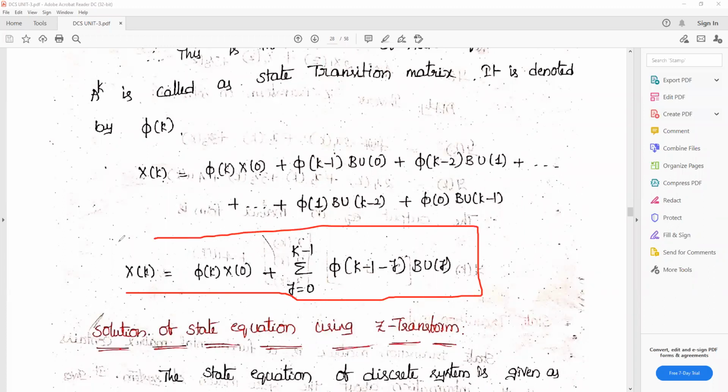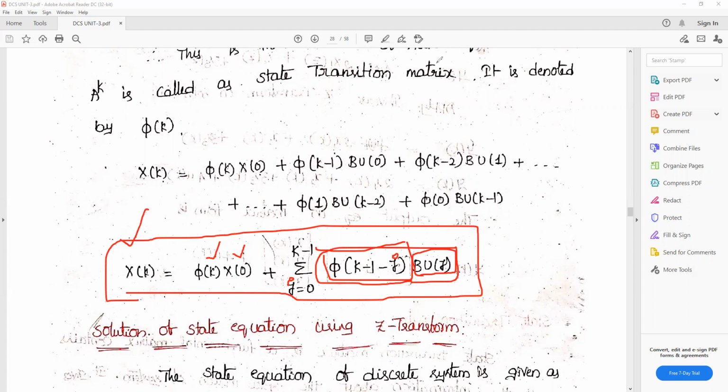So x of k is equal to phi of k into x of 0 plus the sum from j equal to 0 to k minus 1 of phi of k minus 1 minus j into B into u of j. So this is the x of k equation.